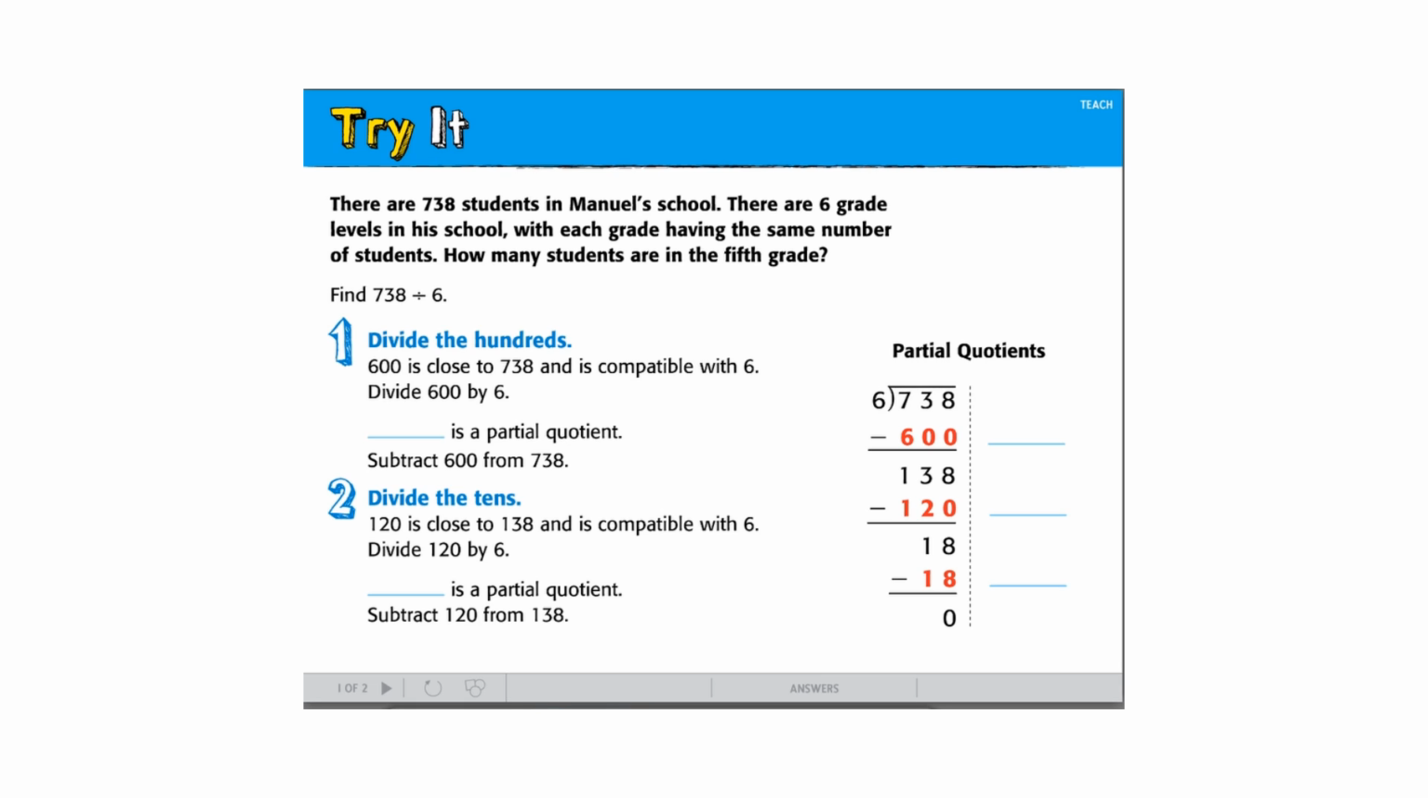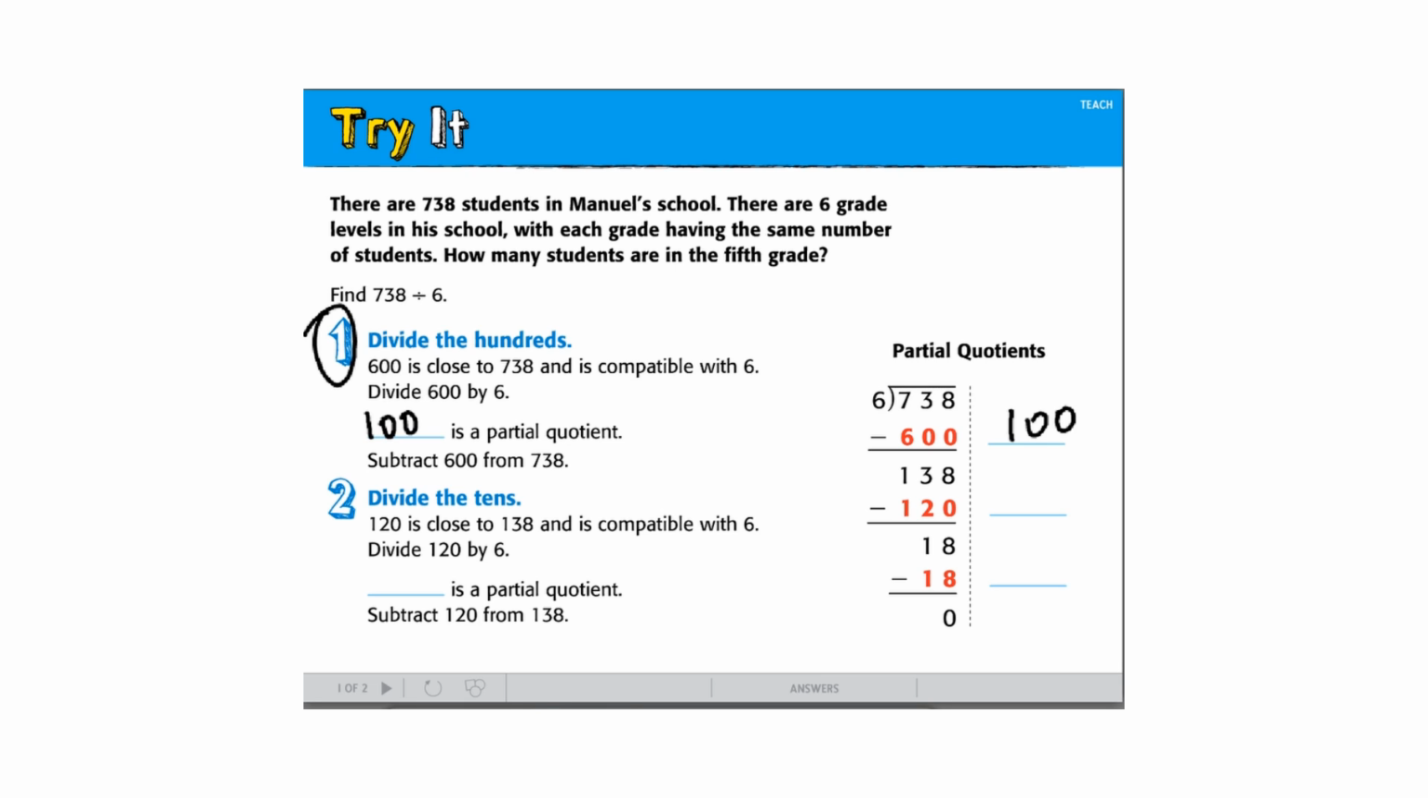So let's read together what it says here for number 1, because this is going to help with the partial quotients model. Number 1 says, first, divide the hundreds. So we're trying to get as close to 700 as we can using a multiple of 10. So 6 times 100 would be 600. Then we have 138 left. So you should be looking at the partial quotient over there on the side. So 100 is our partial quotient. Then we're going to subtract 600 from 738, just like we do on a regular division problem, and we get 138.